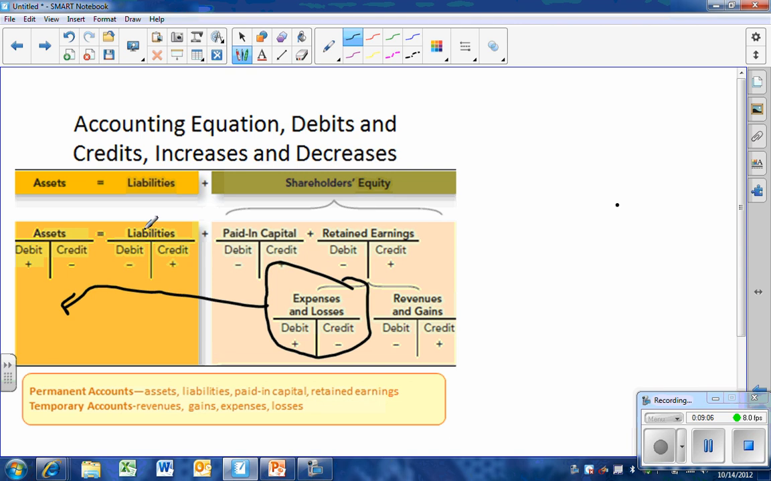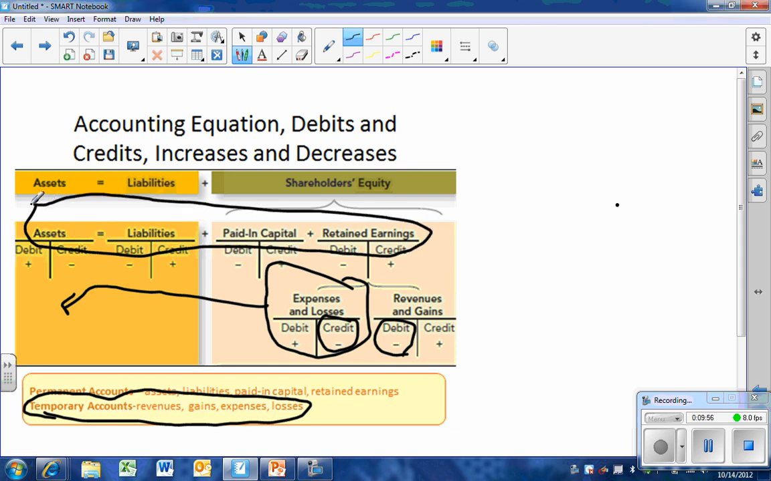To this, we've got to remember that we do not expect certain things to happen on a routine basis. We do not expect, for example, expenses to have many entries where they're being credited outside of the end of the accounting period or to correct an error. The same holds true with revenue. These are temporary accounts. They live only through one period. Assets, liabilities, paid in capital, retained earnings. These are permanent.